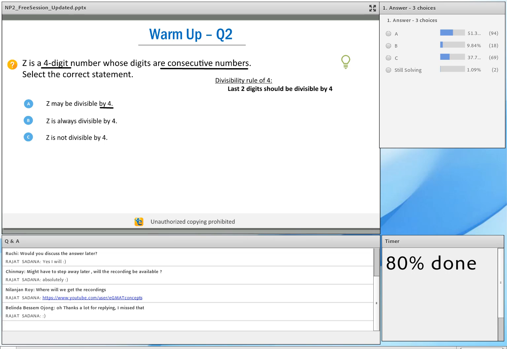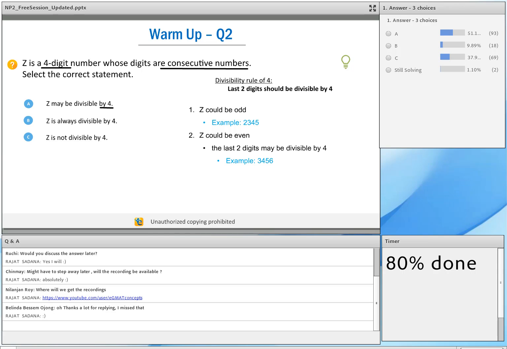All right, so which means, hey, Z could be odd. If Z is odd, we know it's not going to be divisible by 4. Why? Because only even numbers are divisible by 4. So that doesn't work. Or Z could be even. Now, if Z is even, then the last 2 digits may be divisible by 4 or might not be divisible by 4. So let's consider the cases over here.